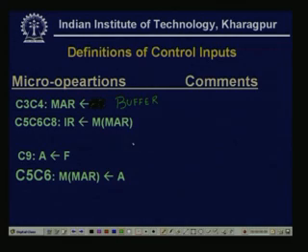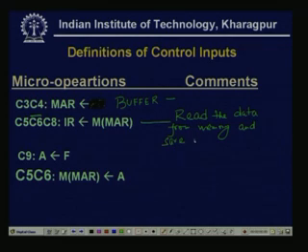Then C5 C6 complement C8, this is memory. The data of the memory address register goes to the instruction register. So this one is read the data from memory. M of MAR means read the data from memory and save it in instruction register IR.